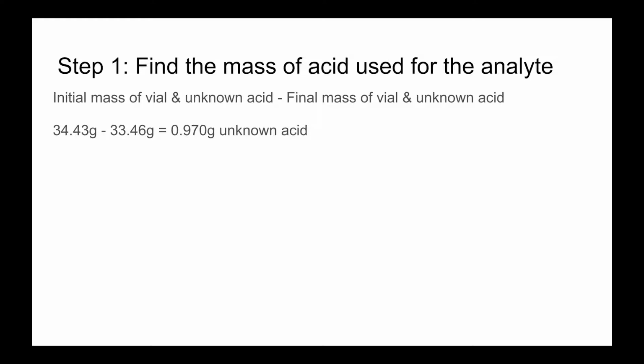Step 1 is to find the mass of the acid used for the analyte. This is done by subtracting the final mass of the vial and the unknown acid from the initial mass of the vial and the unknown acid. In this instance, 34.43 grams is subtracted from 33.46 grams, which gives us 0.970 grams of the unknown acid.